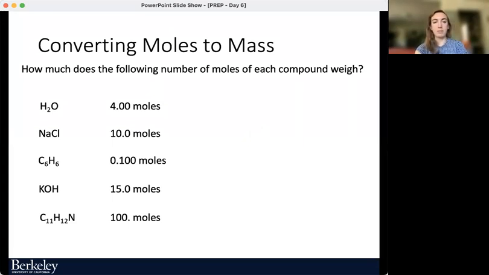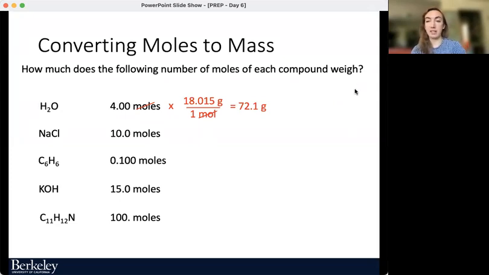Okay, welcome back. So let's go over the answers to these. We're trying to convert moles to grams. So we want the moles to go away and cancel out, and we want to end up with grams. So we want grams on top and moles on the bottom so that our 4 moles will cancel out. Our molar mass of H2O was 18.015 grams per mole. So 4 moles would be 72.1 grams.